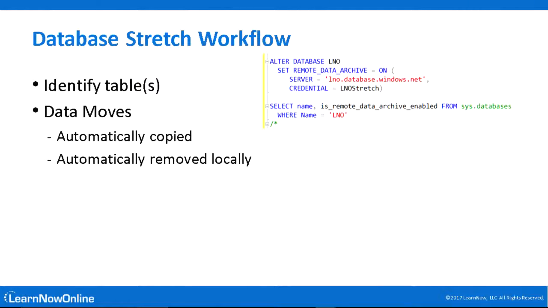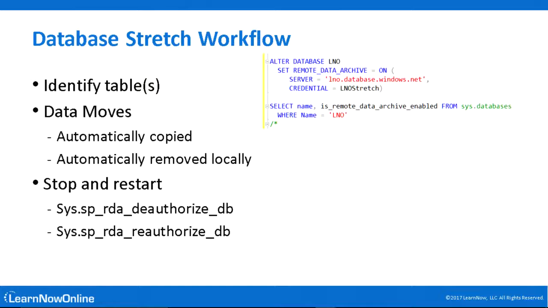The next is the data moves. These things are done automatically. They're automatically copied for you, and they're automatically removed locally. So once you enable this on a table, make it fully archived to Azure, it takes care of everything in the background. Even though you do a select on the table, it knows what data to get from the cloud and what data to get locally.